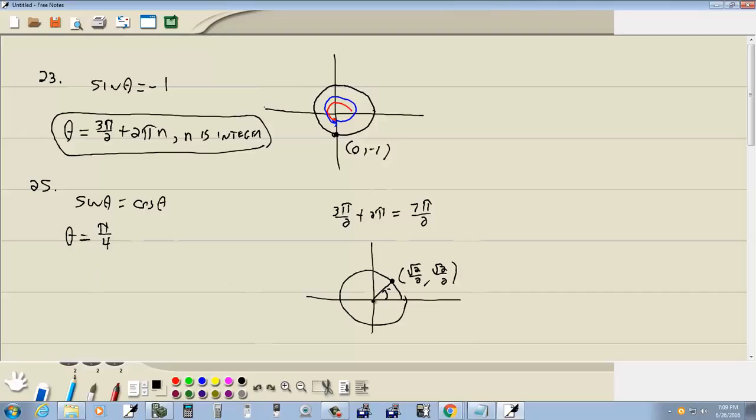You also, over on this side, have this point, which is negative square root of 2 over 2 and negative square root of 2 over 2. Now let me think what this one is. Pi over 4, 2 pi over 4, 3 pi over 4, 4 pi over 4, 5 pi over 4. So it's also 5 pi over 4. But remember what I said, we can add 2 pi and it goes all the way around the unit circle and you're back at the same place. So we'll add 2 pi n, and n is an integer.